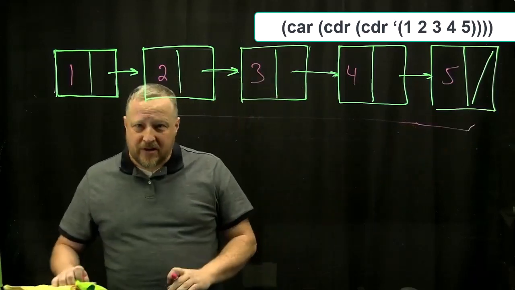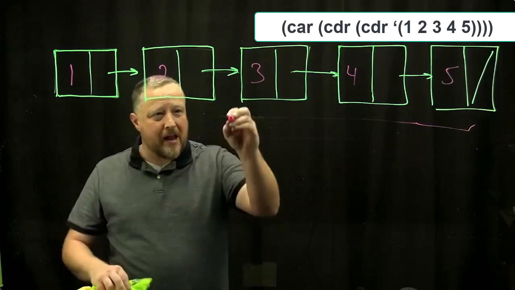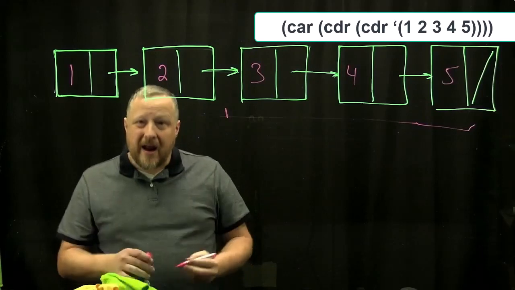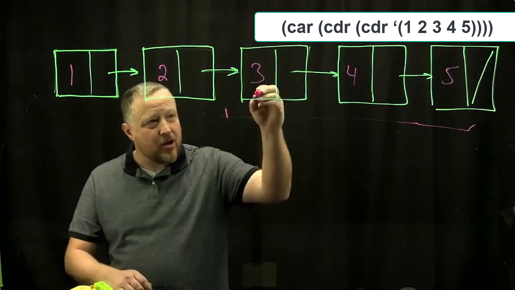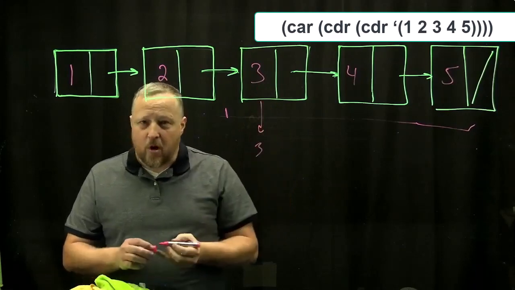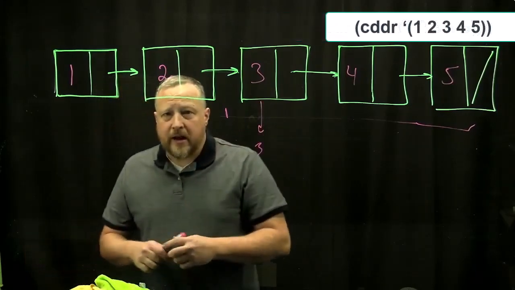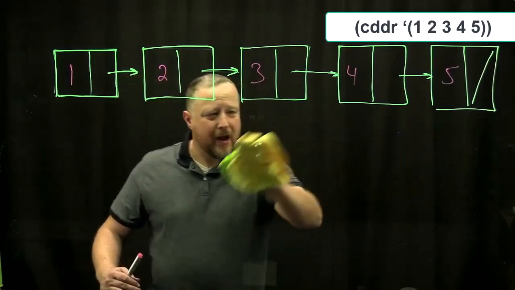Then we're going to do the exact same thing with the second cdr. That's going to rip out that one and get us a 3, 4, 5. Now, what is the car, or the first item in that list? It's going to be 3 for our result in that particular problem.